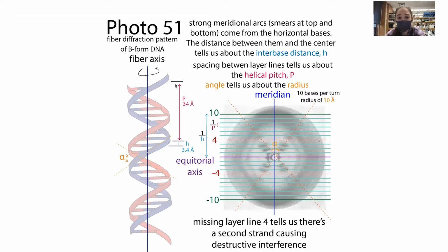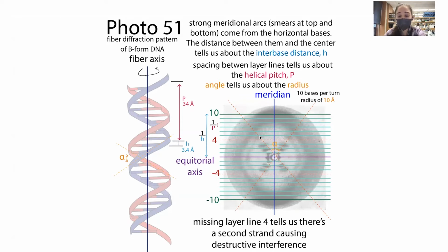When we want to get information about the pitch, we're going to be looking at these layer lines, these closer together spaced ones. The distance between these layer lines is going to be 1 over P. When they were able to measure that, they found the pitch was 34 angstrom. So we know we go 34 angstroms per turn, and we have an interbase distance of 3.4. This is how we figure out that we have 10 bases per turn.